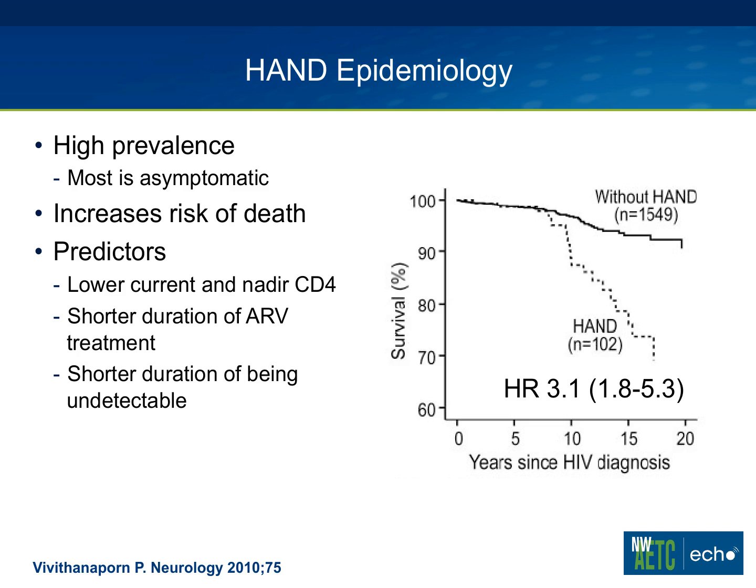And in their study, and a lot of other studies are in agreement, predictors of HAND were lower current and particularly lower nadir CD4, and I want you to remember that. Shorter duration of antiretroviral treatment and shorter duration of being undetectable.